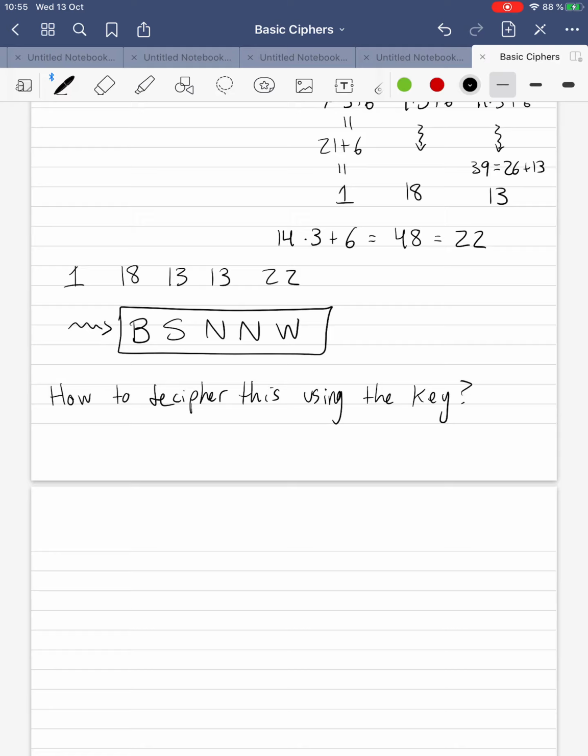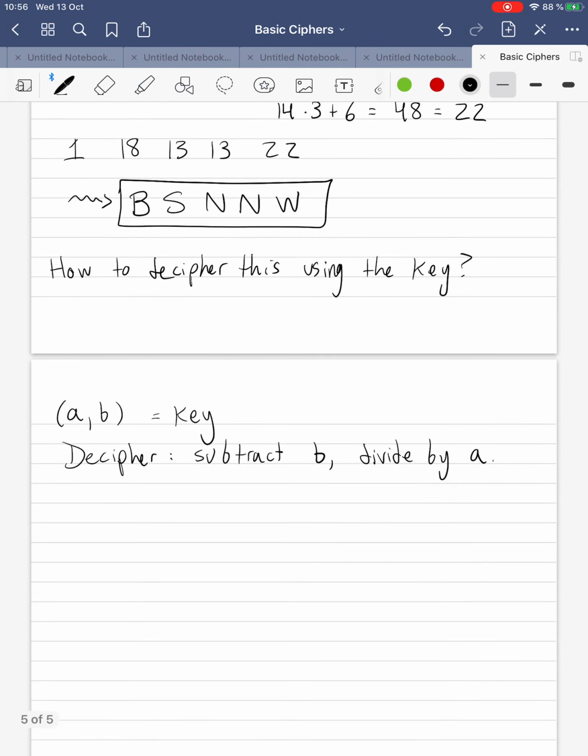Okay, so in general, if A comma B is the key, then to decipher, we need to subtract B and then divide by A, okay? Division by A is a little bit different here, mod 26. I'm going to explain that in a second.